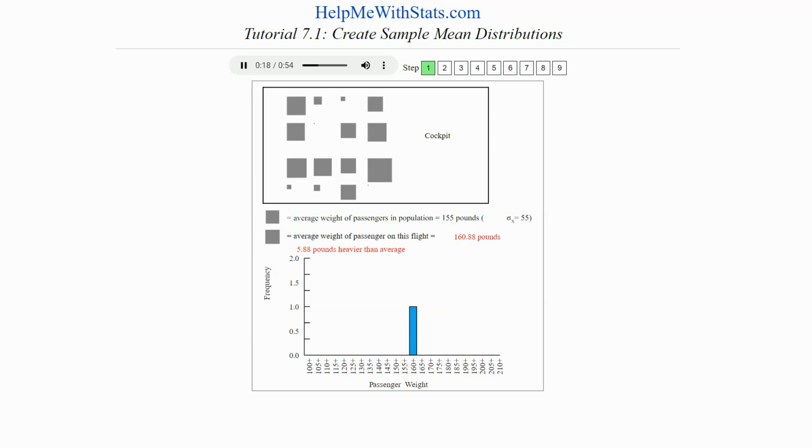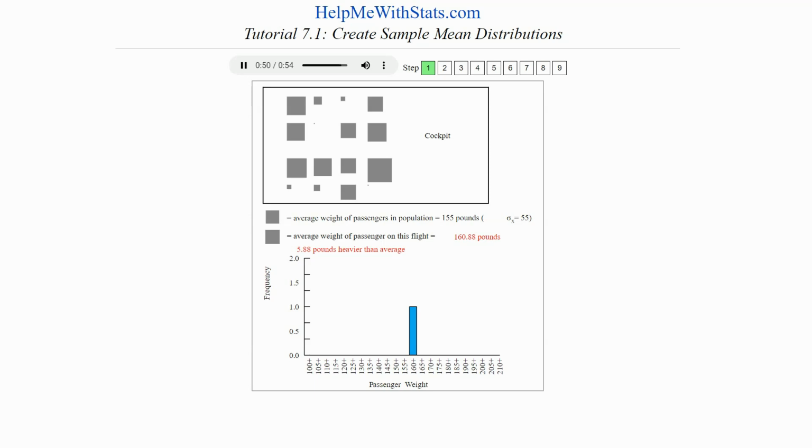Each flight is a sample of the population of flying passengers. The average weight of the passengers on a flight is a sample mean. Here we have a sample of passenger weights that produces a sample mean of 160.88 pounds. Notice that this sample mean is 5.88 pounds higher than the population mean of 155 pounds because of sampling error. This sample mean creates a column in the 160 plus interval because each interval is 5 pounds.